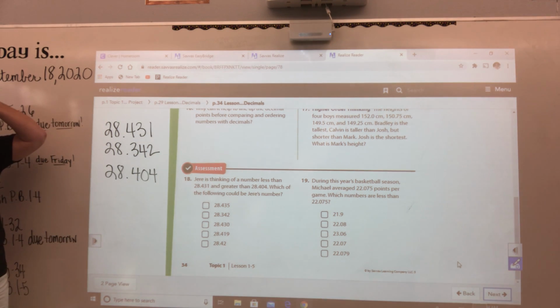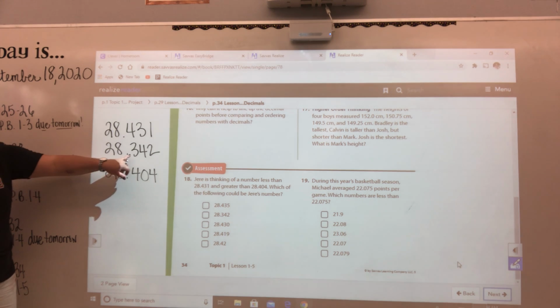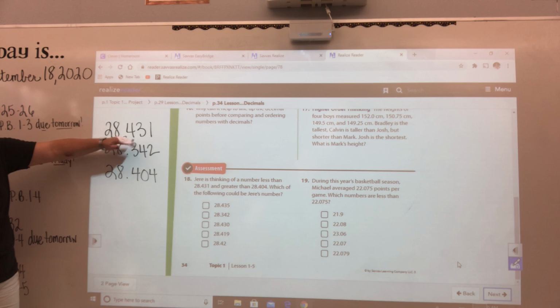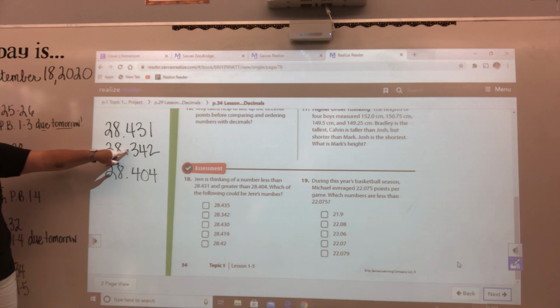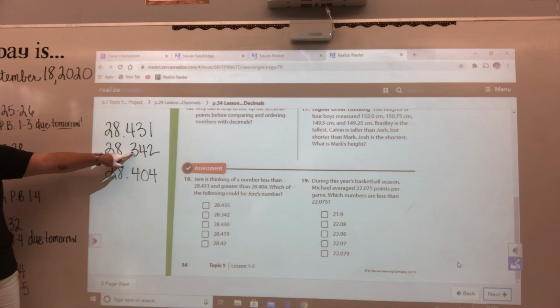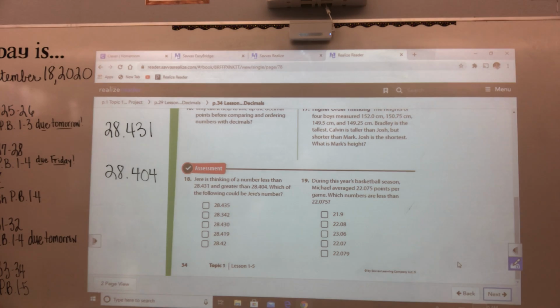Okay, hey, eyes up here. Come on, because I'm fixing to let you guys do this on your own. Let's see if this is right. 28.342. Is that smaller than that? Yeah, it is, because isn't the 3 smaller than the 4? Yes. But now what does this have to be? Bigger than this. 3 is too small. That won't work. Let's try the next one.